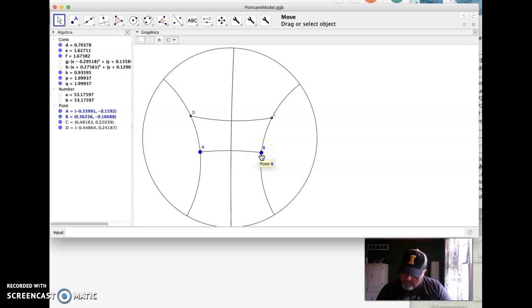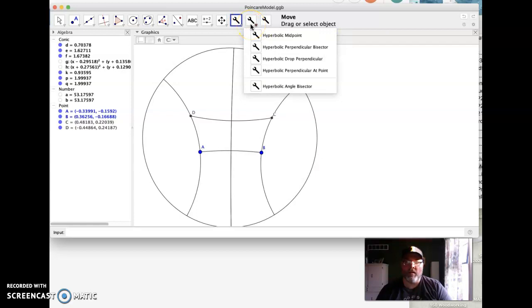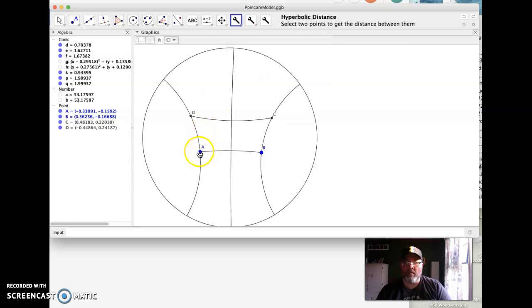Oh, man. Should we measure the lengths of side AD and BC? Huh, let's do that. They say it's going to be totally awesome. Come on now. Hyperbolic distance. Let's measure this one. And let's measure this one. Well, we know they're the same because we made them one. So when I move them around, they're supposed to be the same thing.